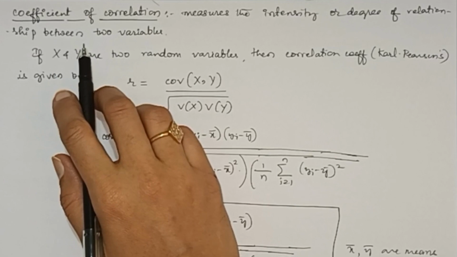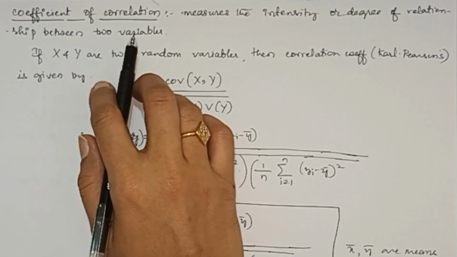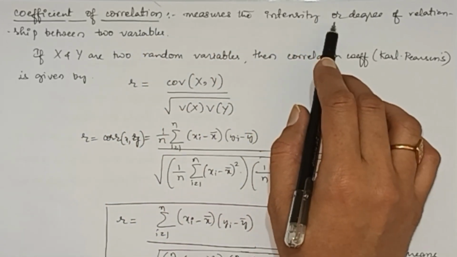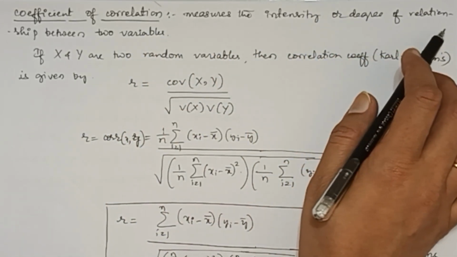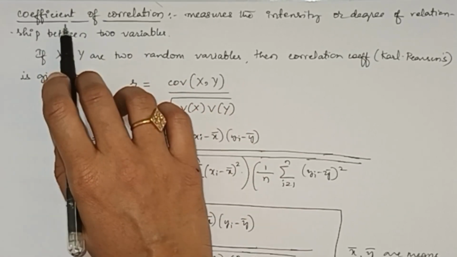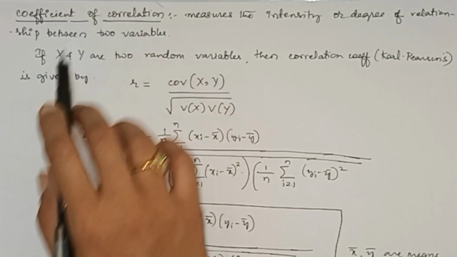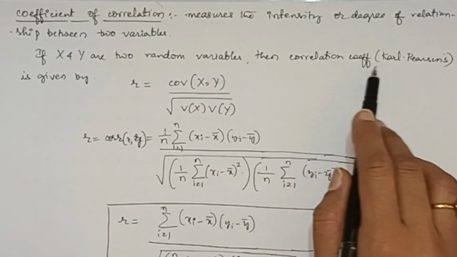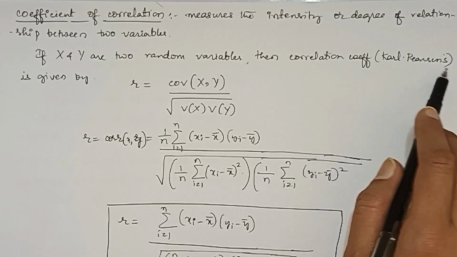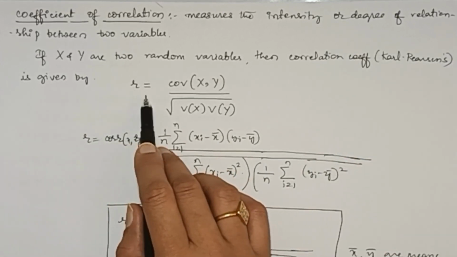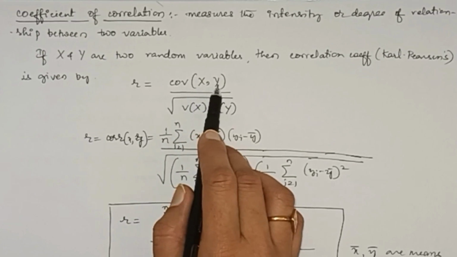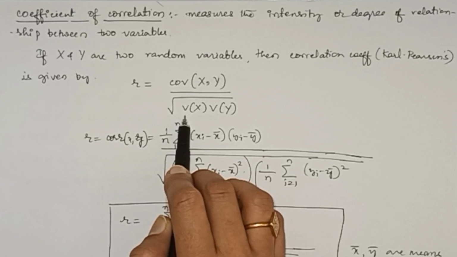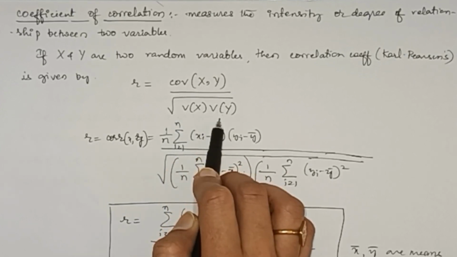Now, the scatter diagram just tells you the potentiality of the correlation between the two variables. If you want to measure the intensity or degree of relationship between the two variables, then we use the coefficient of correlation. Suppose x and y are two random variables, then the correlation coefficient, which is called Karl-Pearson's correlation coefficient, is given by r equal to covariance of x comma y divided by square root of V of x into V of y. V means variance of x and variance of the next series, that is y.